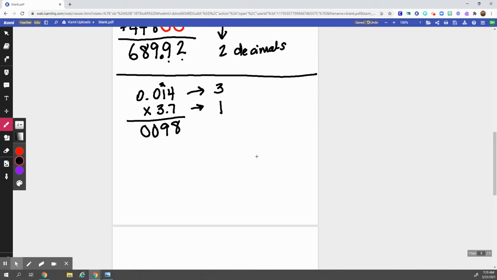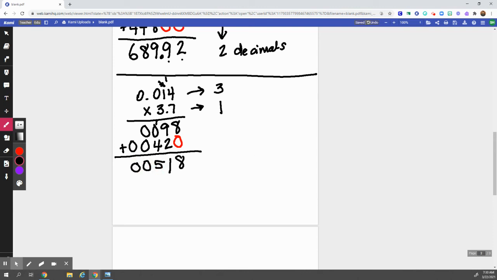3 times 4 is 12. We're going to put our 0 in there first. 3 times 4 is 12. 3 times 1 is 3, plus 1 is 4. And then we've got 3 times 0 is 0. 3 times 0 is 0. And then we can go ahead and add down. So 8 plus 0. 9 plus 2 is 11. Bring our 1 up here. 4 plus 1 is 5.